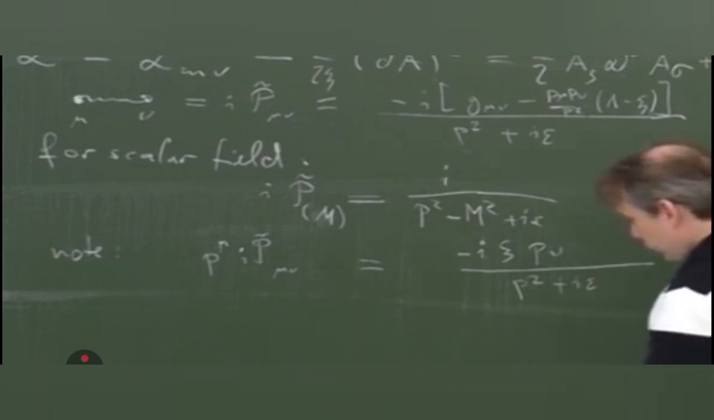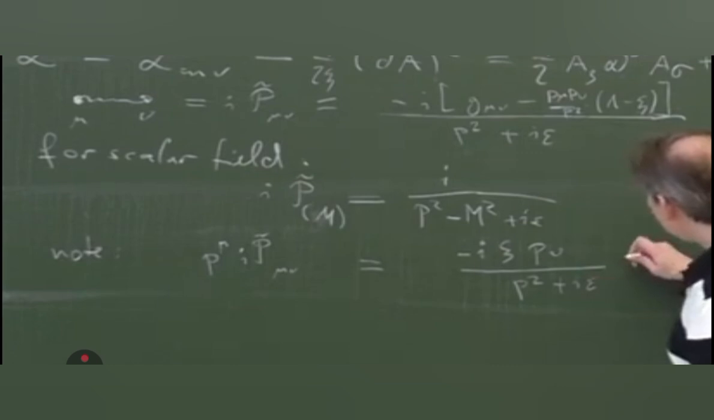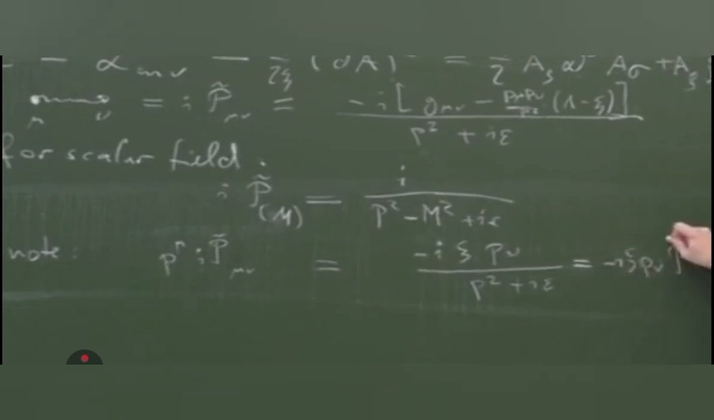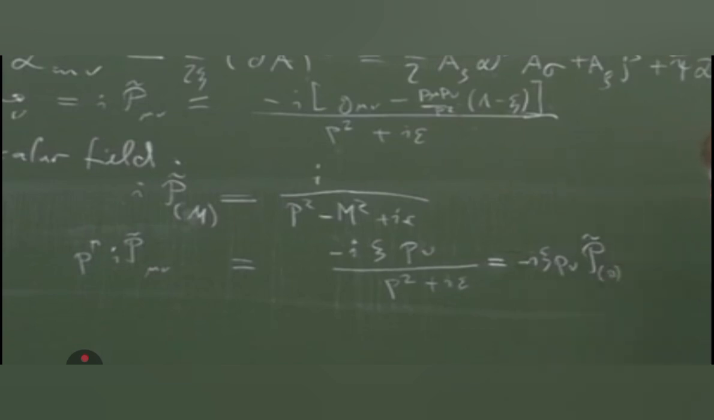And this is now possible to express in terms of the scalar field propagator. Namely, here we really have minus i times psi times p_nu times the scalar field propagator at mass equals 0.